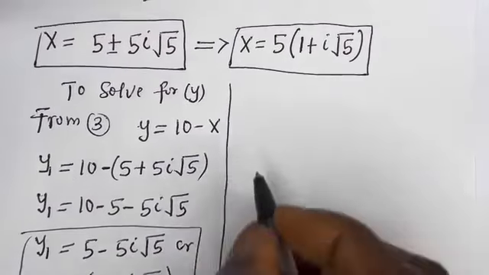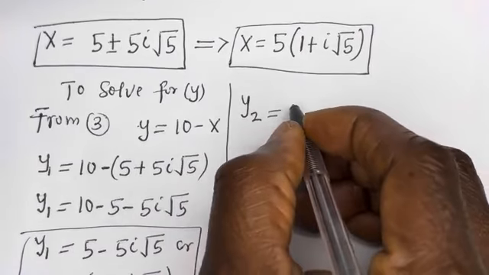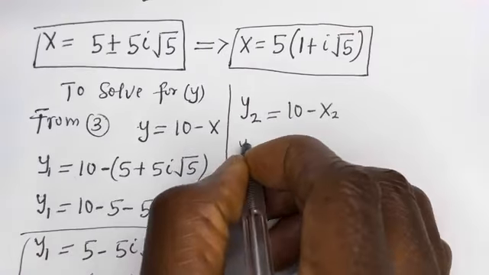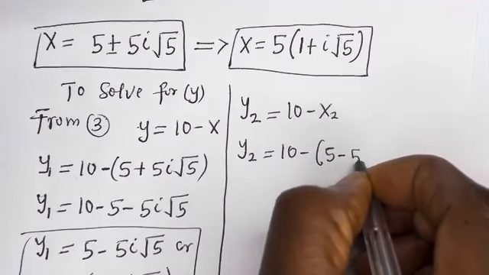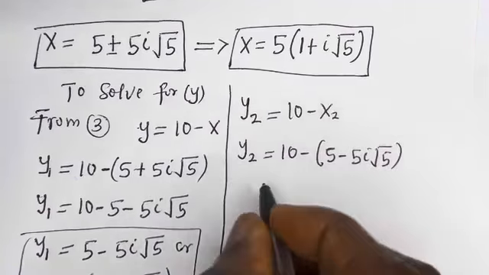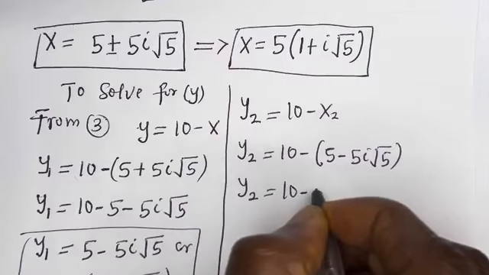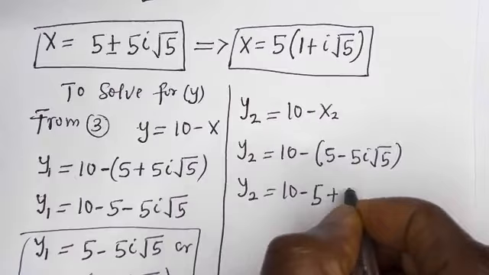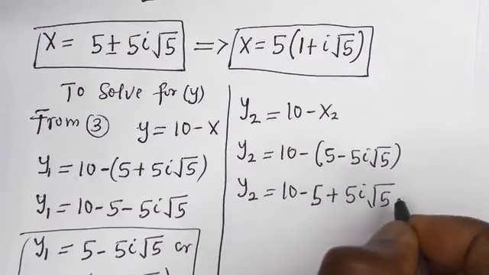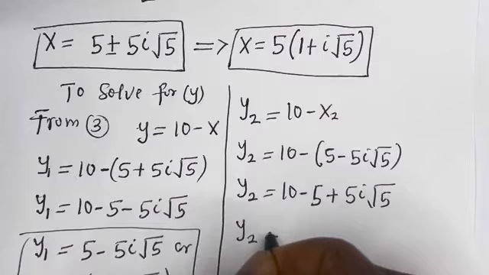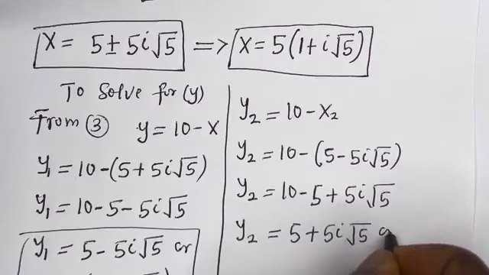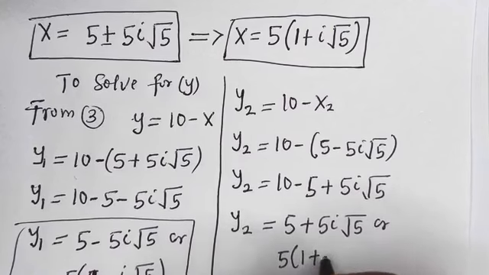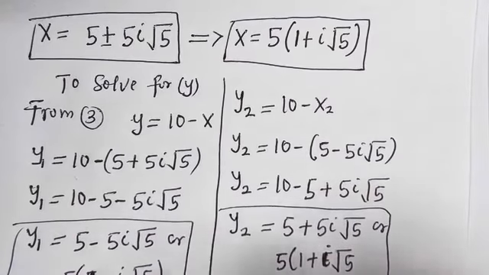Also, y2 is equal to 10 minus s2, which is 5 minus 5i square root of 5. y2 is equal to 10 minus (5 minus 5i square root of 5), so y2 is equal to 5 plus 5i square root of 5, or 5(1 plus i square root of 5). These are the values of y2.